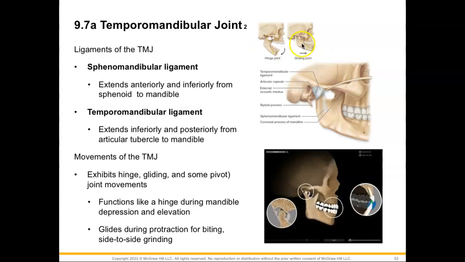And then we have that gliding motion that can take place, such as protracting or moving the jaw side to side to grind our teeth. And that is also known as lateral excursion.